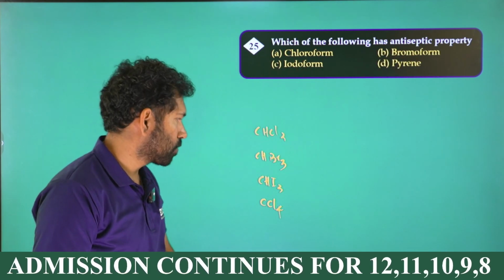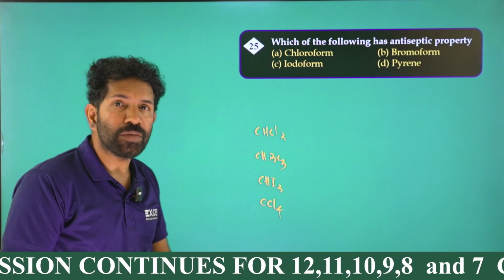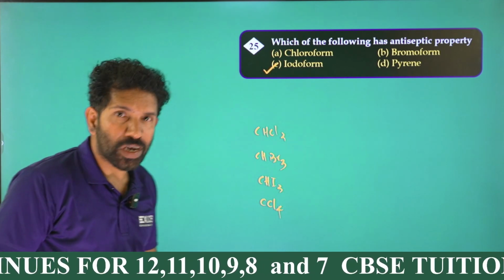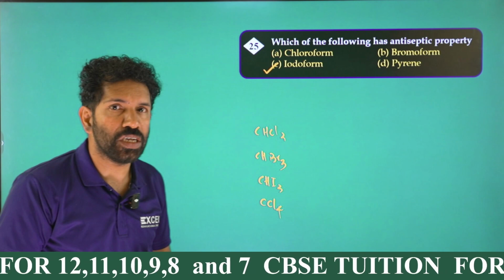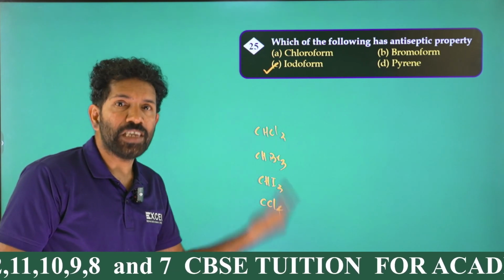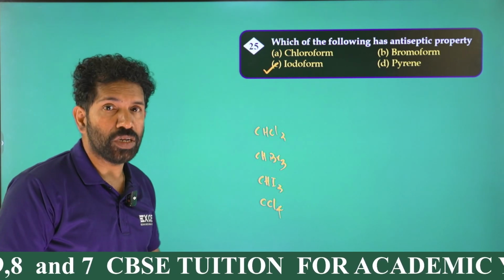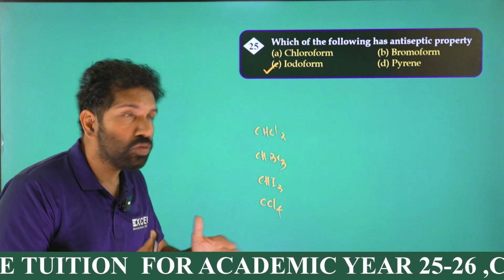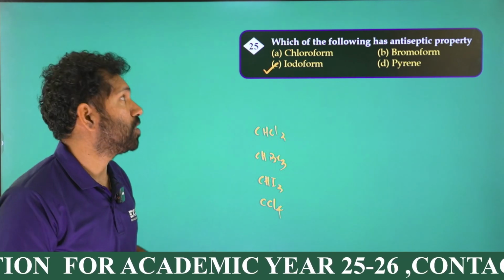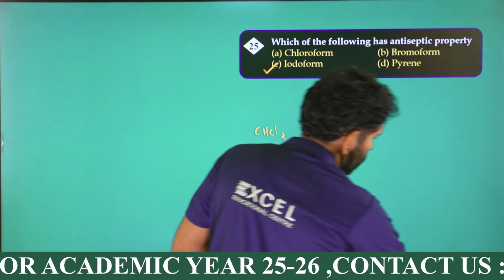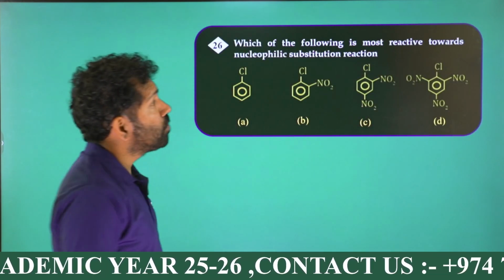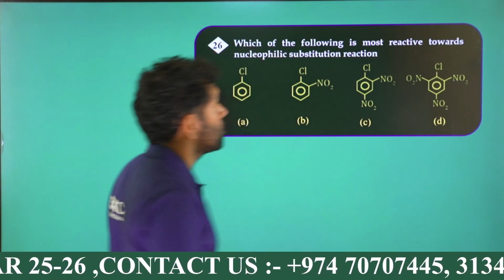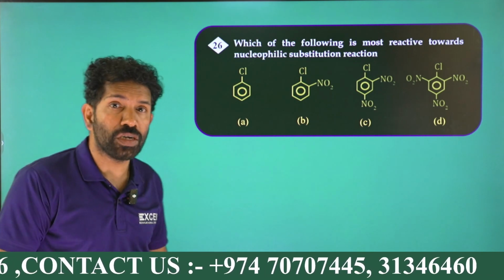Listen. Which of the following has antiseptic property? Very simple. Iodoform has antiseptic property. We have heard about tincture of iodine. Iodine has antiseptic property. So iodoform has antiseptic property due to the presence of iodine. Remember, students, right? Yes, that's it. The next one we are talking about: which of the following is more reactive towards nucleophilic substitution reaction?